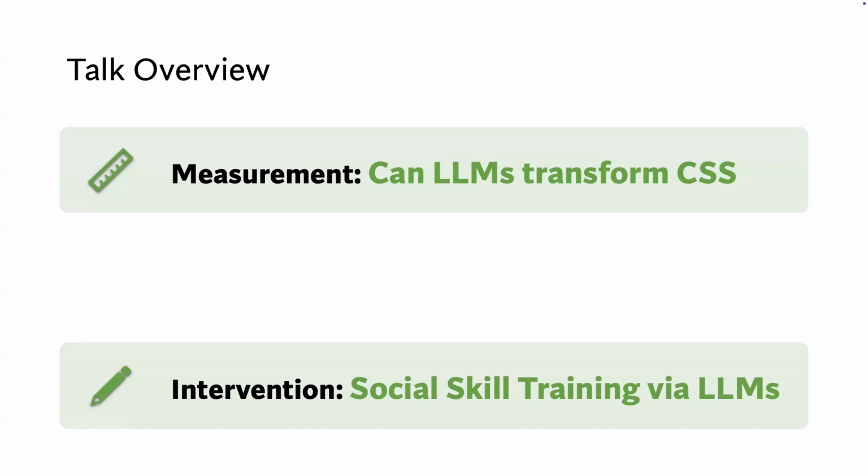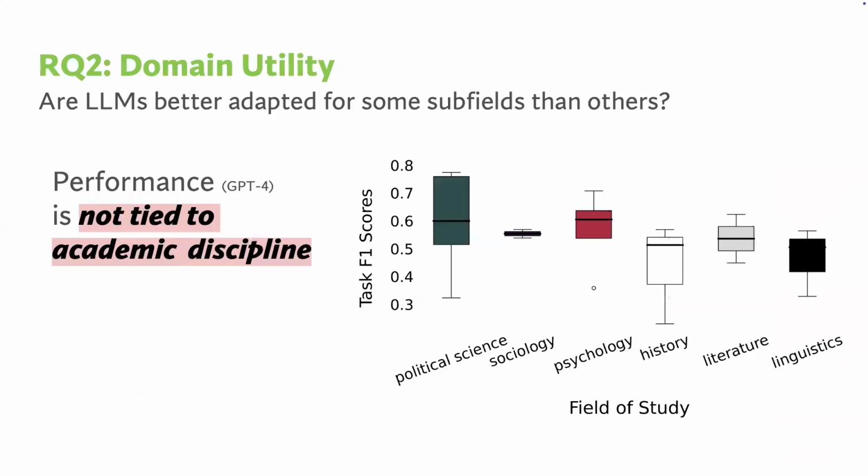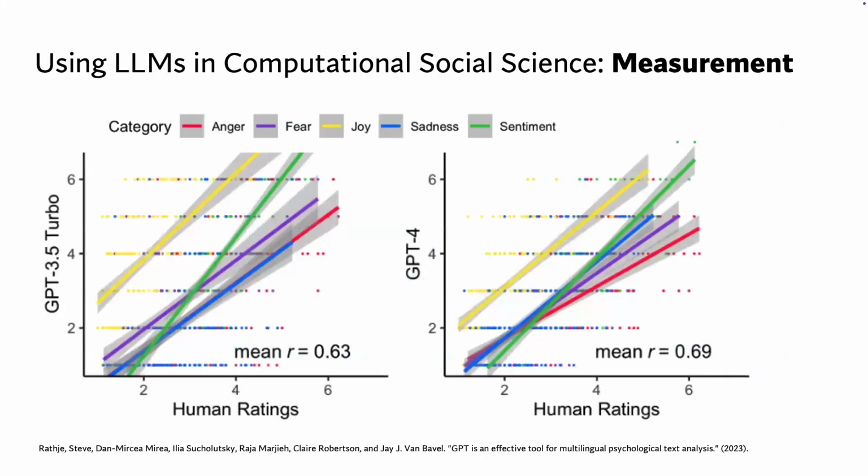Could you go to the measurement part? You have a page about using LLMs in computational social science measurement about human ratings. Do you remember the page number? Maybe it's at the very first. My question is about the measurement.